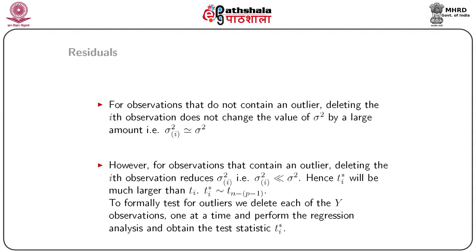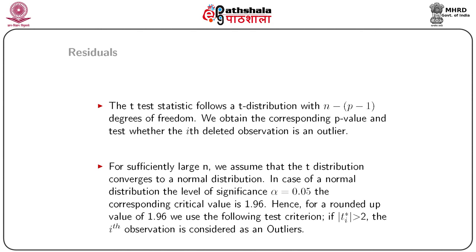The studentized residual Ti star follows a t distribution with n minus p minus 1 degrees of freedom. To formally test for outliers, we delete each of the observations one at a time and perform the regression analysis, obtain the test statistic Ti star, and test it against a critical value from the t distribution. The t statistic follows a t distribution with n minus p minus 1 degrees of freedom. We can also obtain the corresponding p value and test whether the ith deleted observation is indeed an outlier.